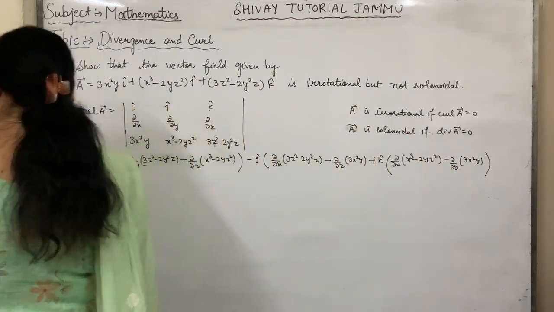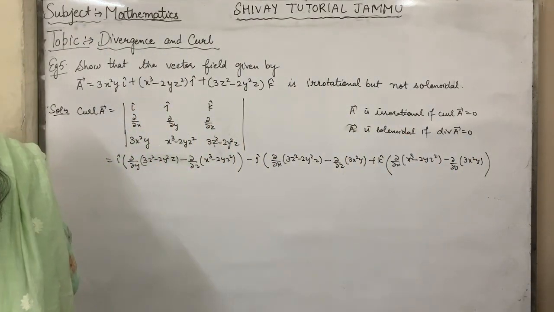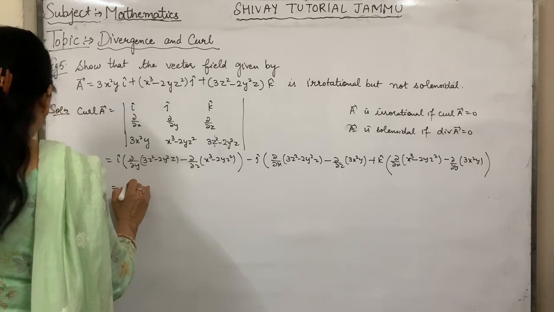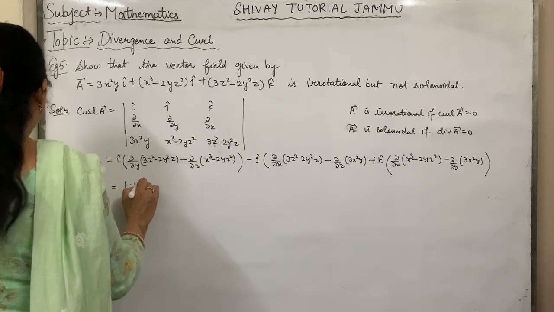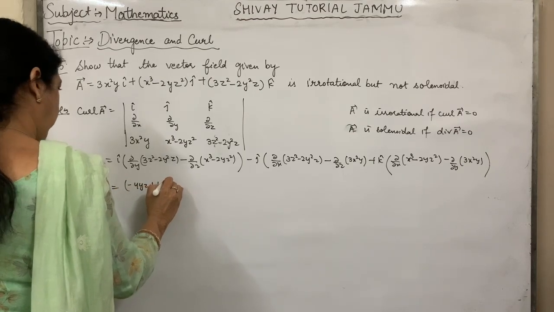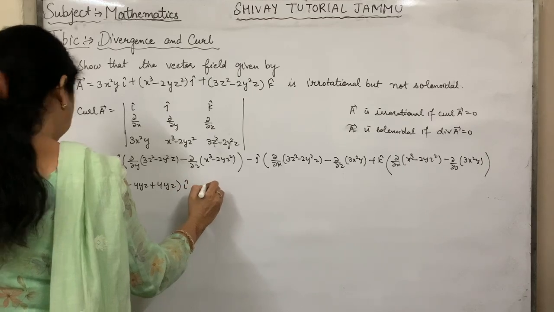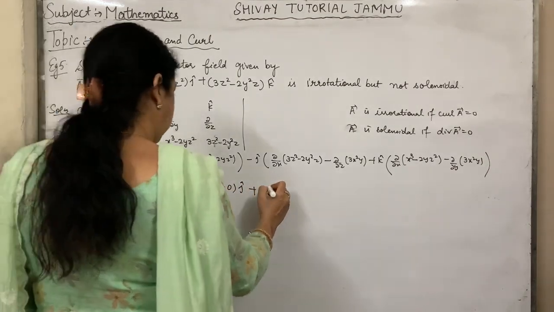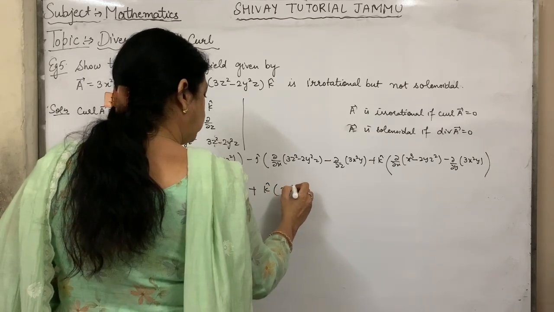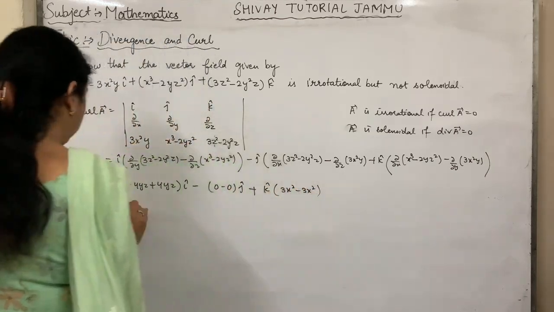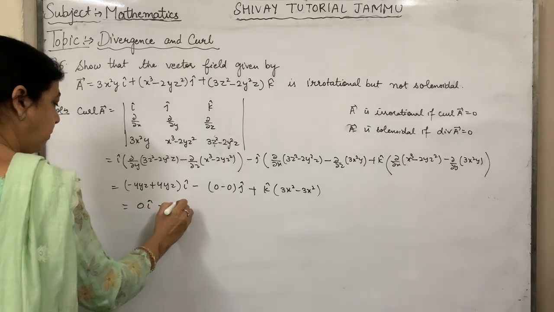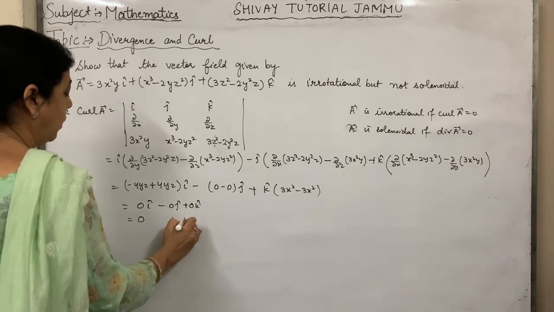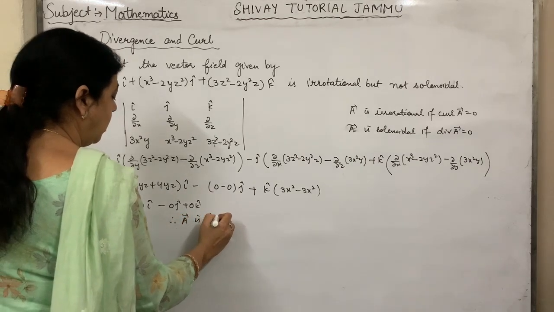Okay, now the answer will be, with y, it will be minus 4yz plus 4yz with i, minus 0 with j, and with k I will get 3x square minus 3x square. So each term is 0. Therefore curl of A is 0. Therefore A vector is irrotational.